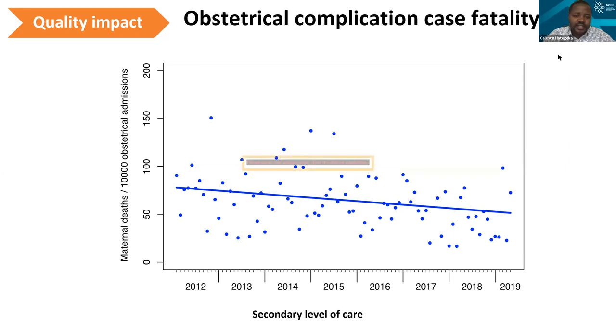As you can see, the baseline obstetrical complication case fatality at secondary level of care is about 76 maternal deaths per 10,000 obstetrical complications, and its trend really decreased, similar to what we saw in the process of care, significantly during the study period. Next slide, please.